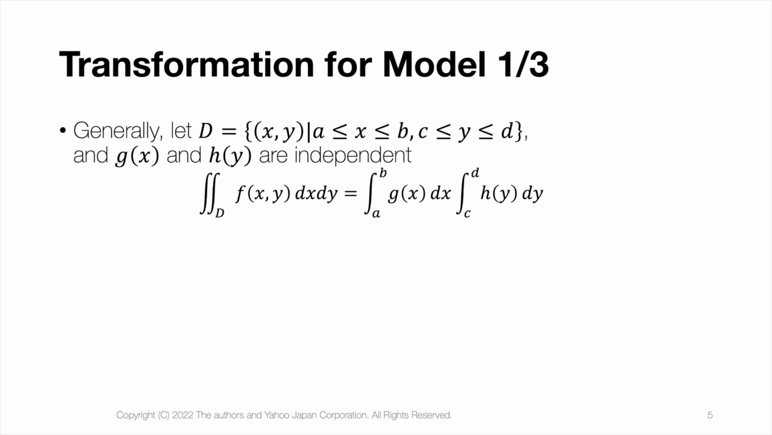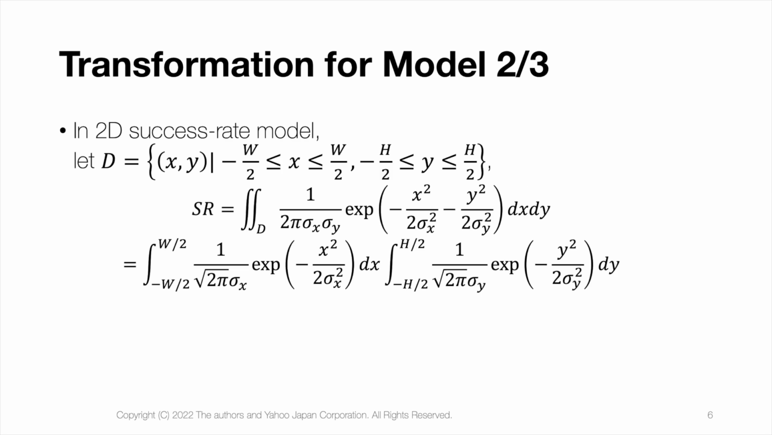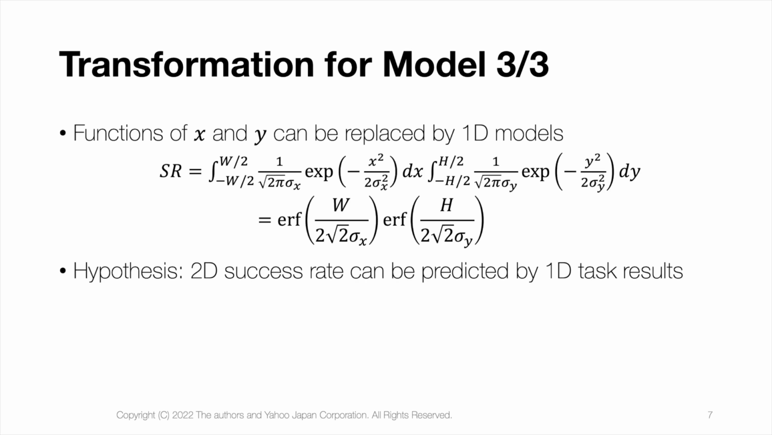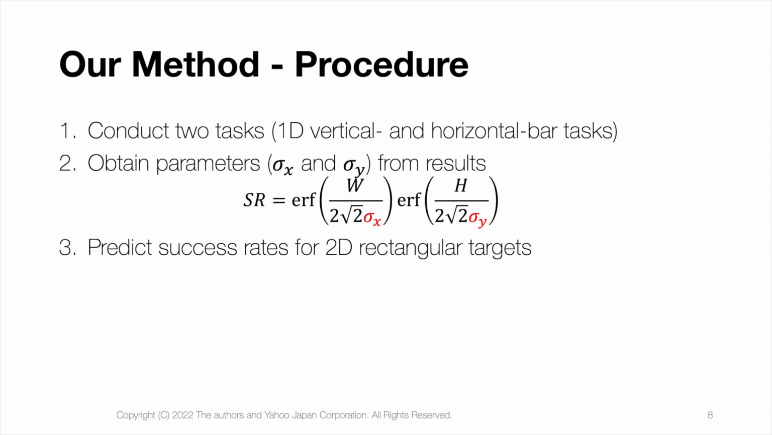Generally, a double integral can be broken into two independent integrals. So, the 2D success rate model can be expressed as functions of x and y. And the functions of x and y can be replaced by the 1D models. So, the 2D success rate model can be expressed by multiplying the 1D models. On the basis of the transformation, we hypothesize that the 2D success rate can be predicted by the 1D task results.